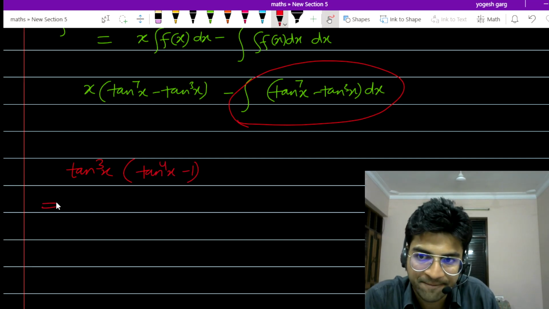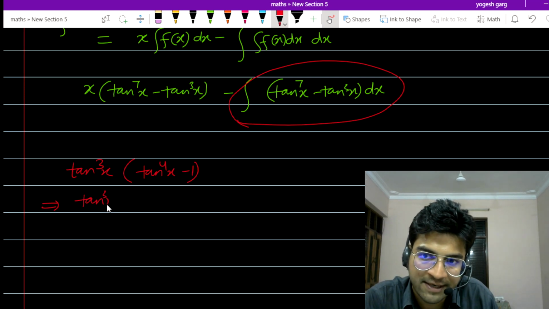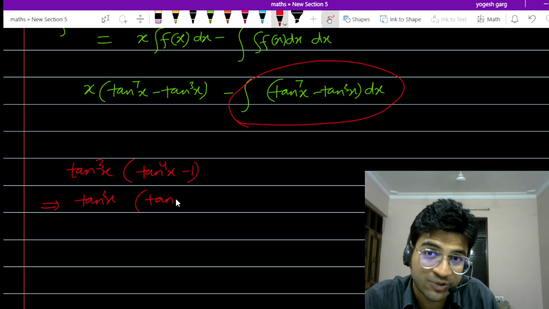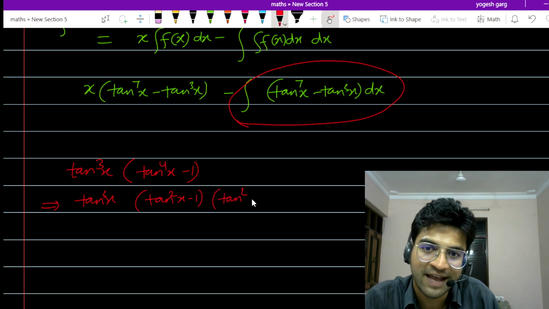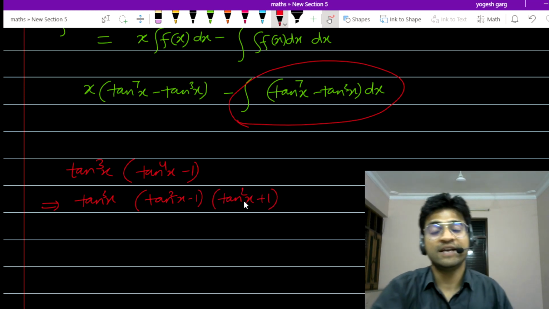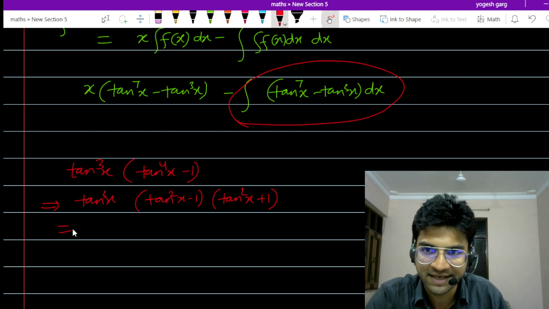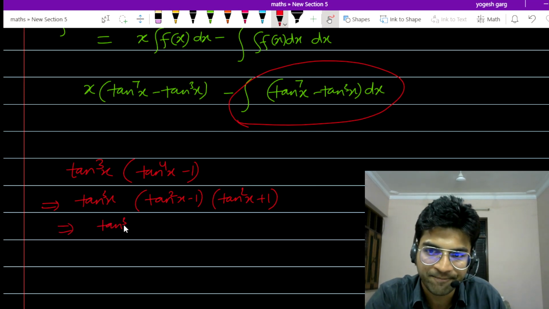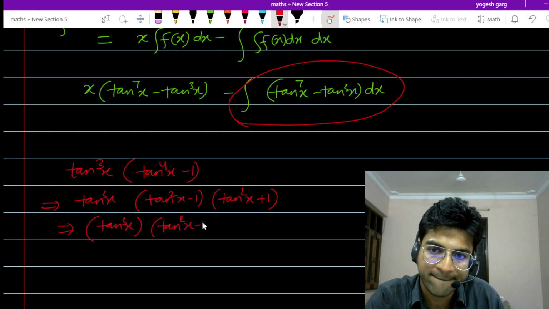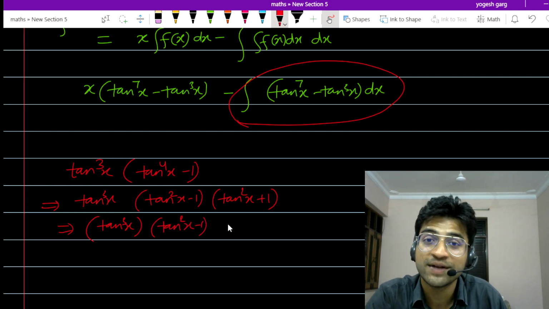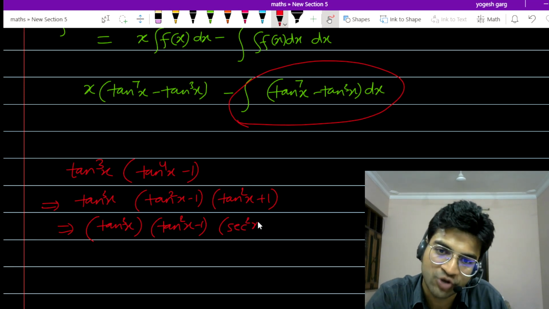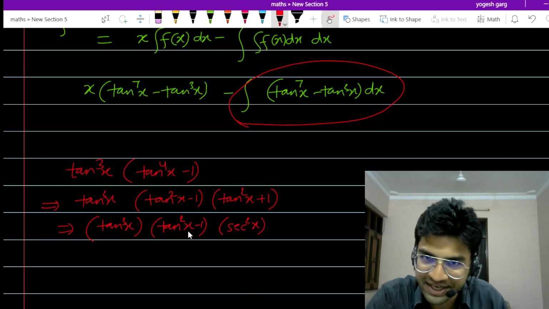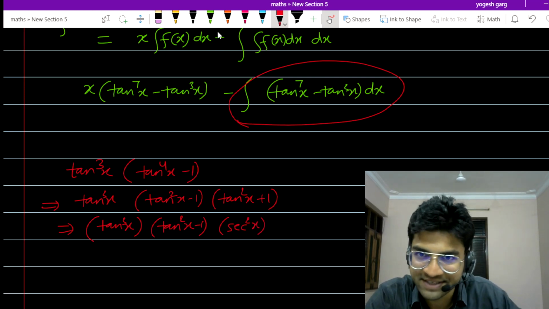And it can be written as tan cube x into, use a square minus b square, tan square x minus 1 into tan square x plus 1, and our issue is resolved. It is resolved now because we can write this as tan cube x into tan square x minus 1 into sec square x. Now our job is done. We have to integrate this, and integrating this is easy.